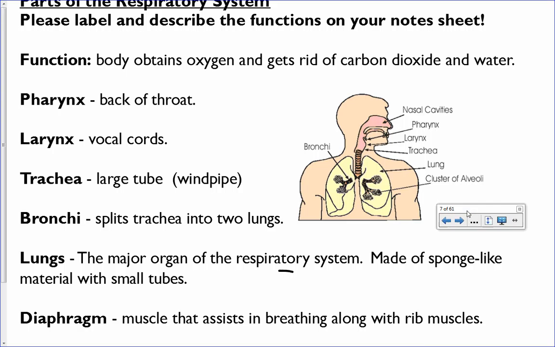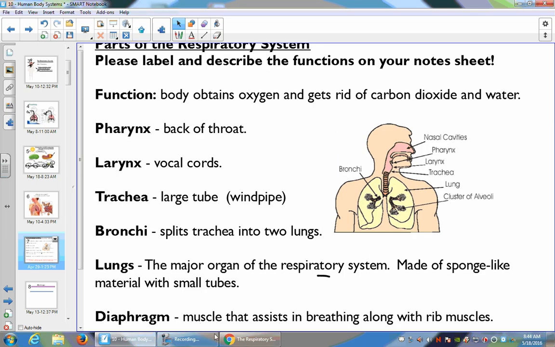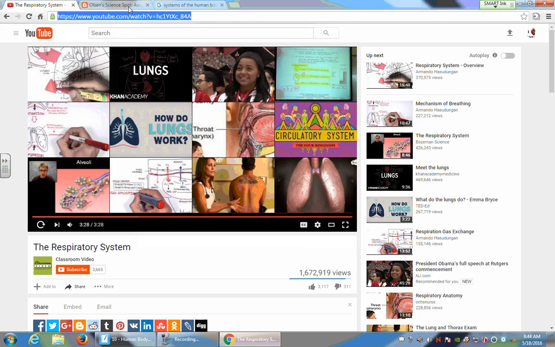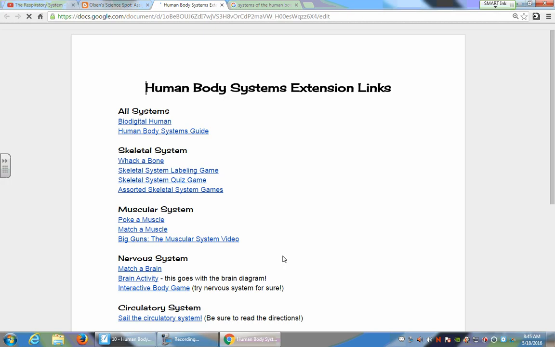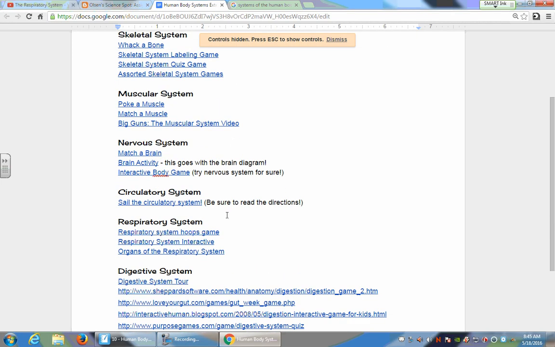After you're done with this diagram, you're going to use your extra time to take on some extensions on my website. So if you go to my website and you go to the bottom of the Systems of the Human Body list of assignments, there's the Human Body Systems extensions. And on this list, we have a bunch of extensions for you to explore and have fun with when you finish your notes for each system. So today, since we are talking about the respiratory system, you need to stick with the respiratory system extensions. We'll get a chance to try all of these, but today I want you to focus on the respiratory system.